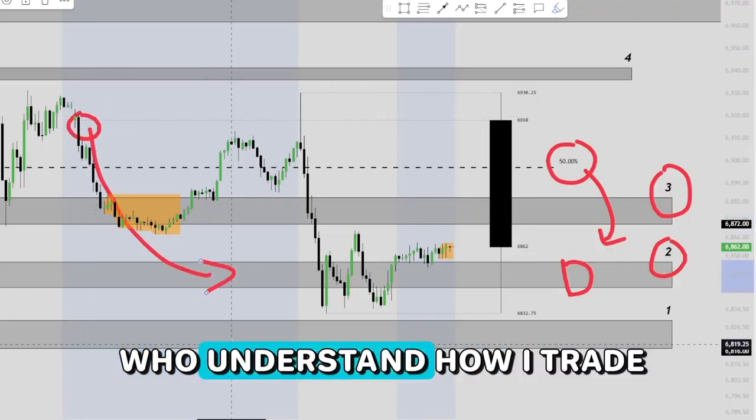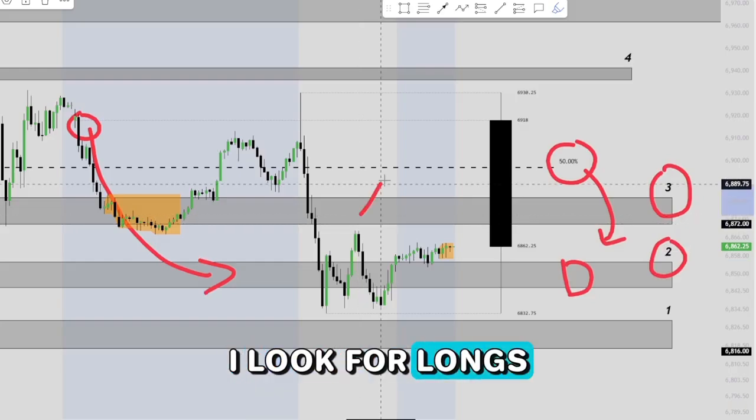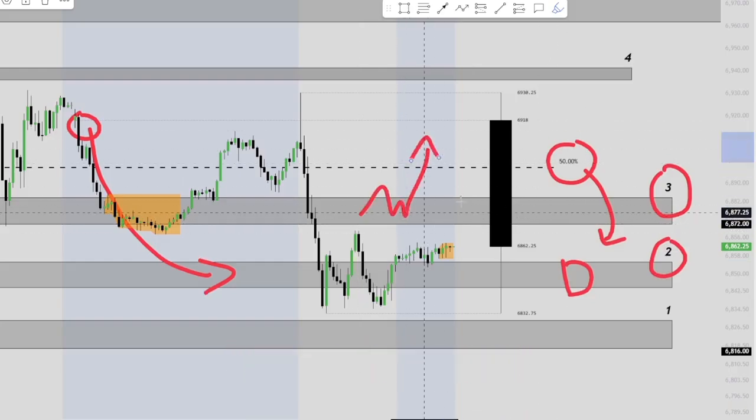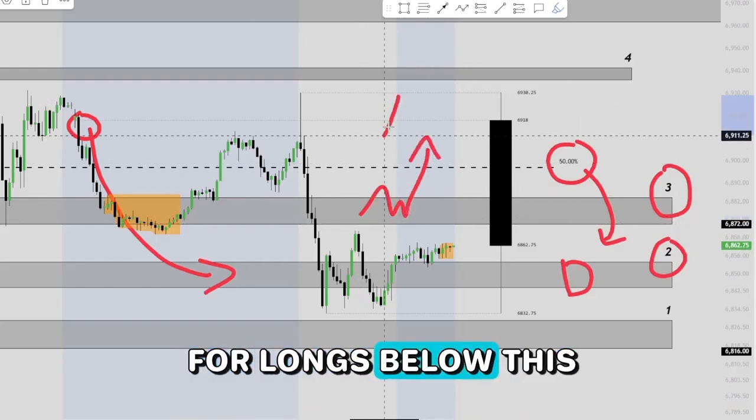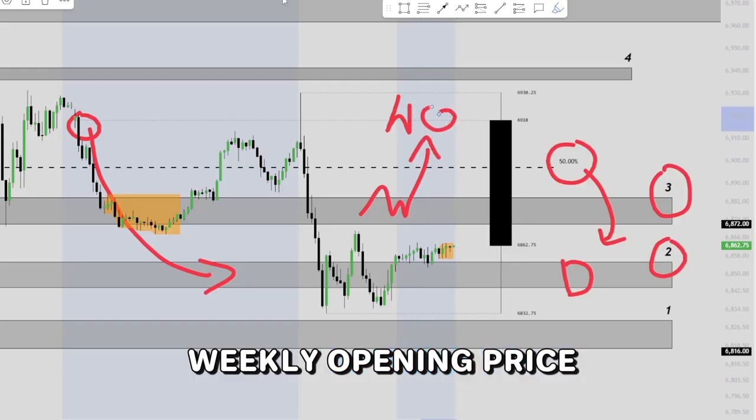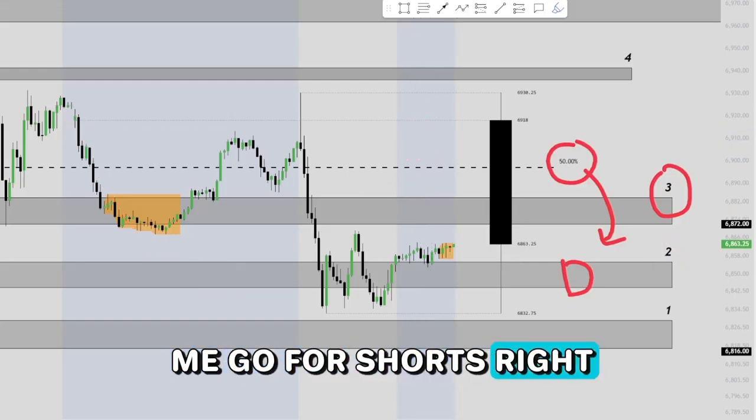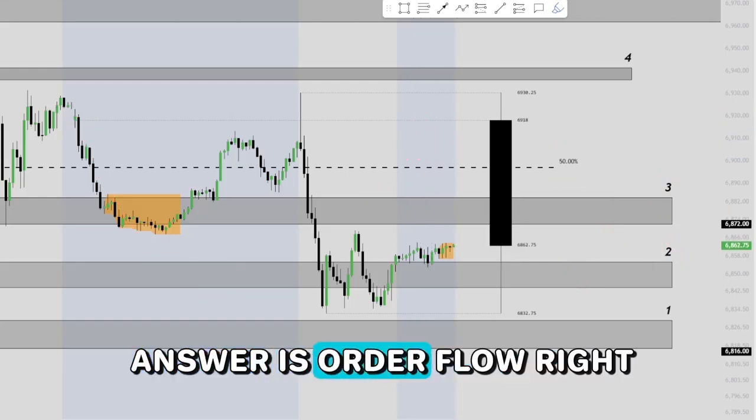So for those who understand how I trade, I look for longs in the discount, and I look for longs below this weekly opening price. So what made me go for shorts, right? So the simple answer is order flow.